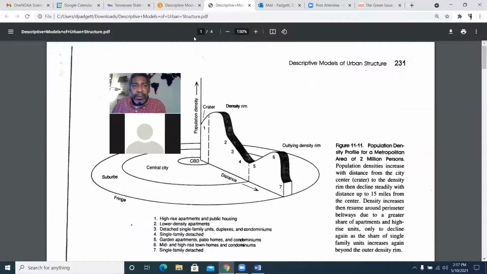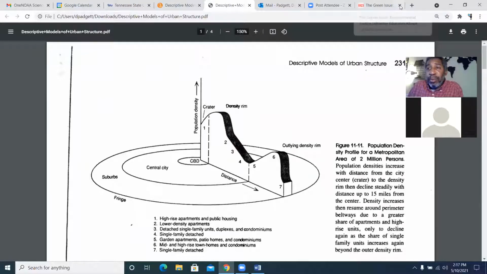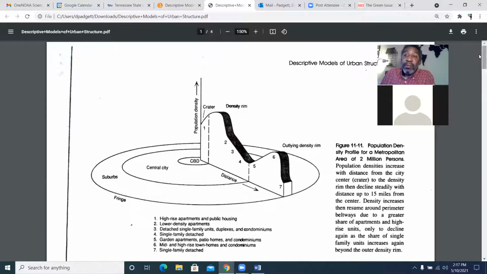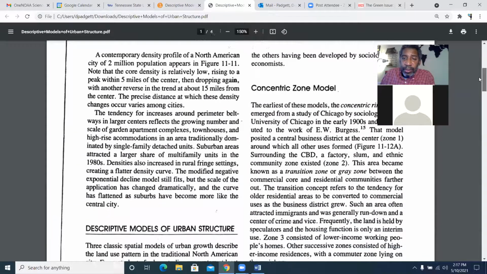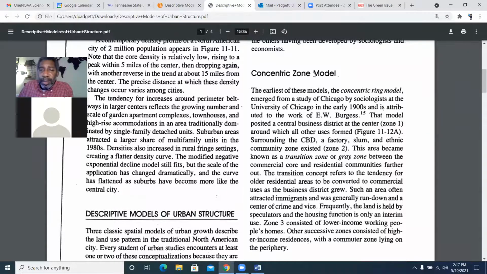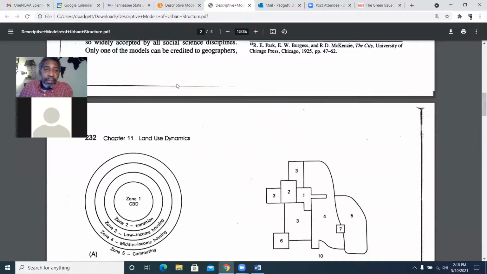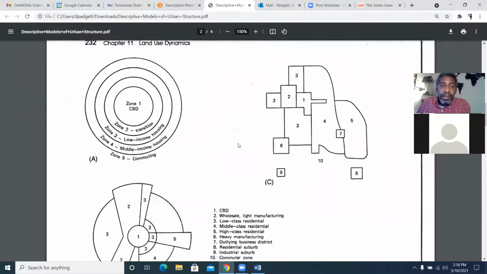So cities form according to various patterns. Urban researchers, urban studies specialists, have examined cities and have come up with a few basic patterns for how cities form. The first major pattern is called the concentric zone model. The concentric zone model has several names. Sometimes it's called the Burgess model. There are other iterations of this model. But in general, as you can see here, the concentric zone model is comprised of several zones.